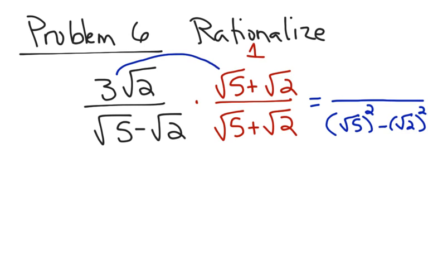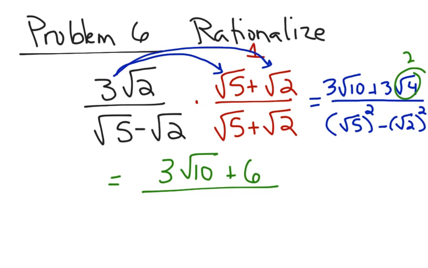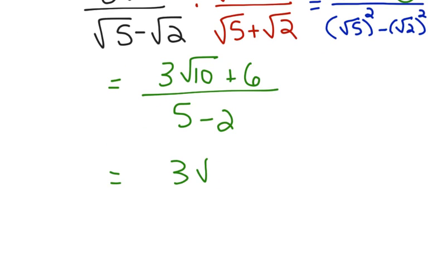In the numerator, I'm going to distribute. I'm going to get 3 the square root of 10. Remember, I'm multiplying. That's why I multiplied the numbers under the radical. Plus 3 the square root of 4. All right, so now the numerator: 3 the square root of 10 plus, well, this is 2, and 3 times 2 is 6. And then the denominator is 5 minus 2, which is 3. So 3 the square root of 10 plus 6 in the numerator and 3 in the denominator.